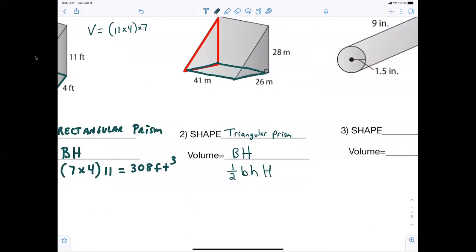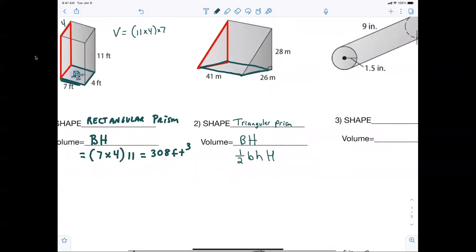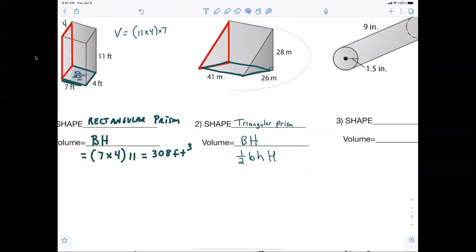Now, what's the difference between little h and big H? Little h is the height of the triangle, whereas capital H is the height of the prism. All right? Capital H represents the height of the prism. All right? So now that we know that, and what I'm going to do is I'm going to grab this real quick.